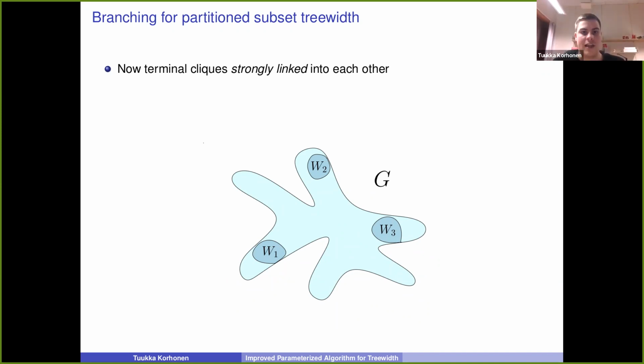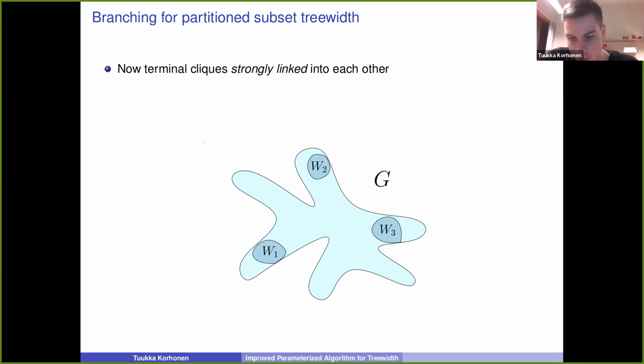So now what happens is, when we cannot do this reduction rule anymore, when we cannot find a non-trivial separator, we say that these terminal cliques are strongly linked to each other. There is no non-trivial minimum separator between them.